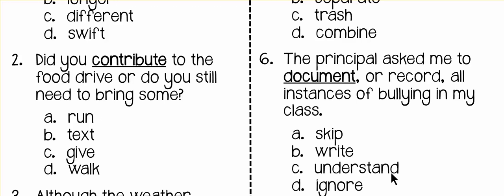This next one says, the principal asked me to document, or record, all instances of bullying in my class. This right here is called an appositive phrase, and it's also the big example they gave you of example in your notes: when you have something set off by commas, it is a kind of definition or example of what it means to document. So she had to record all the instances of bullying. And if you're going to record something, the only thing in this list that makes sense is right. Because you're not going to skip bullying. Yeah, you can understand it, but that's not going to help any, and you're certainly not going to ignore it. So right is your only thing that makes sense.